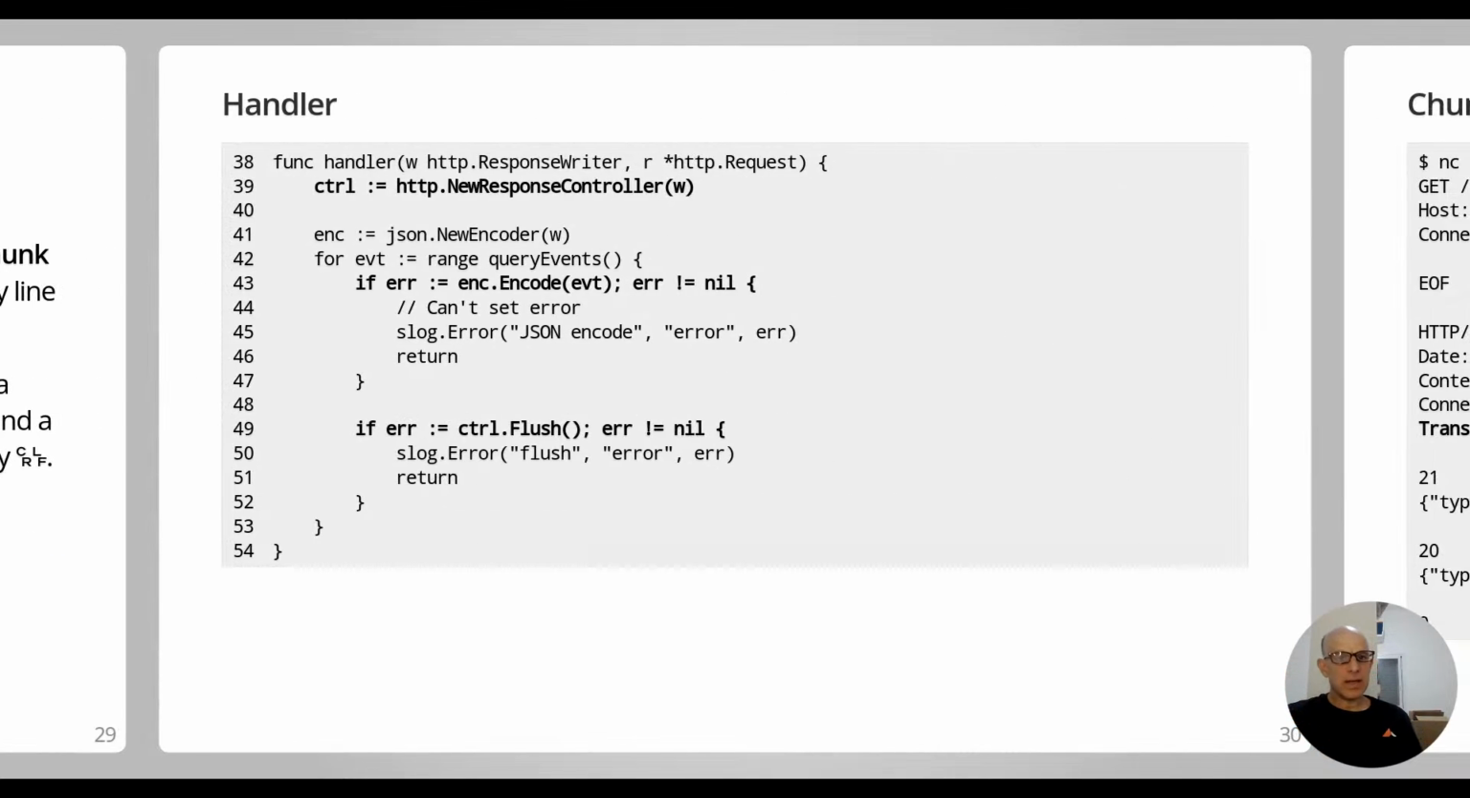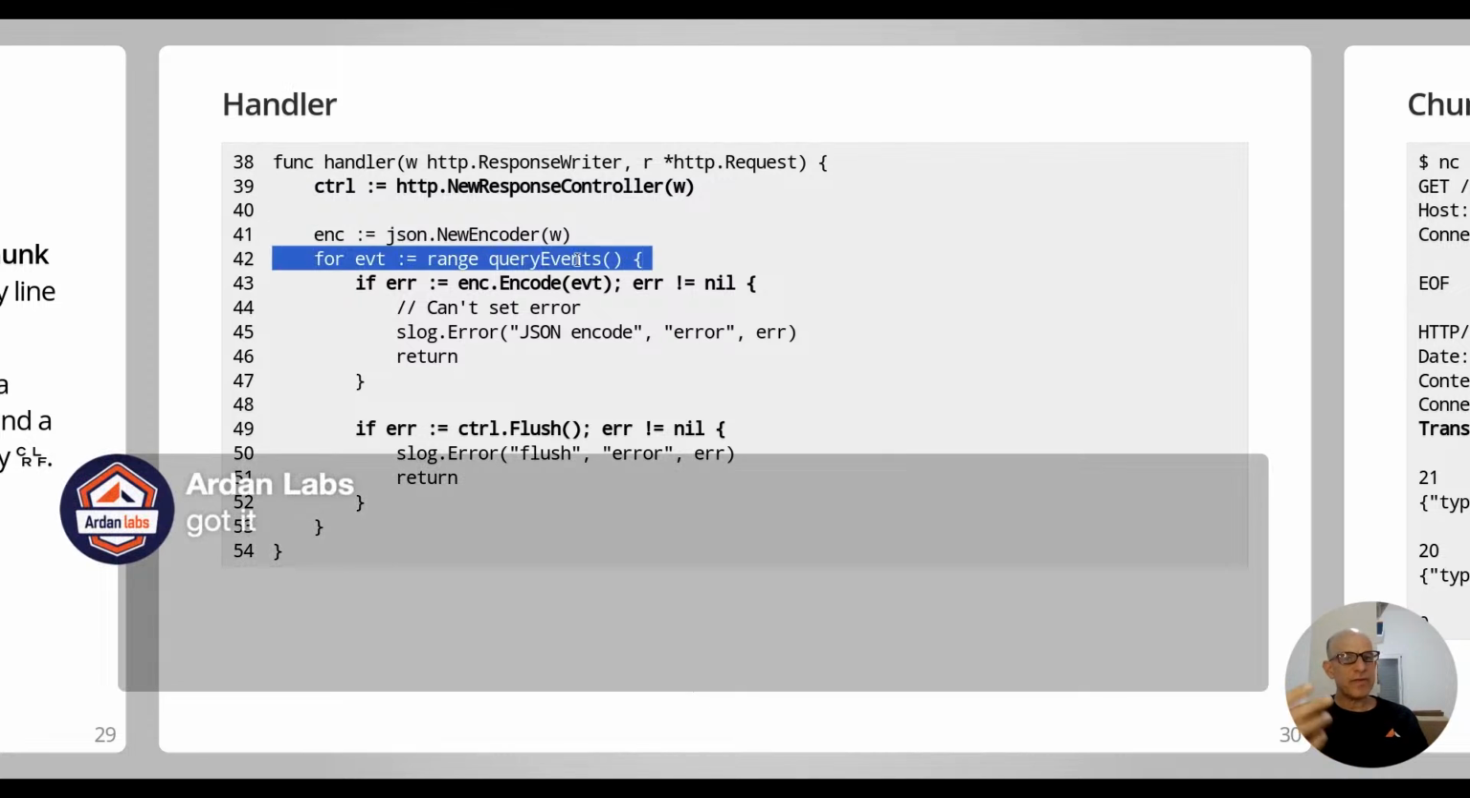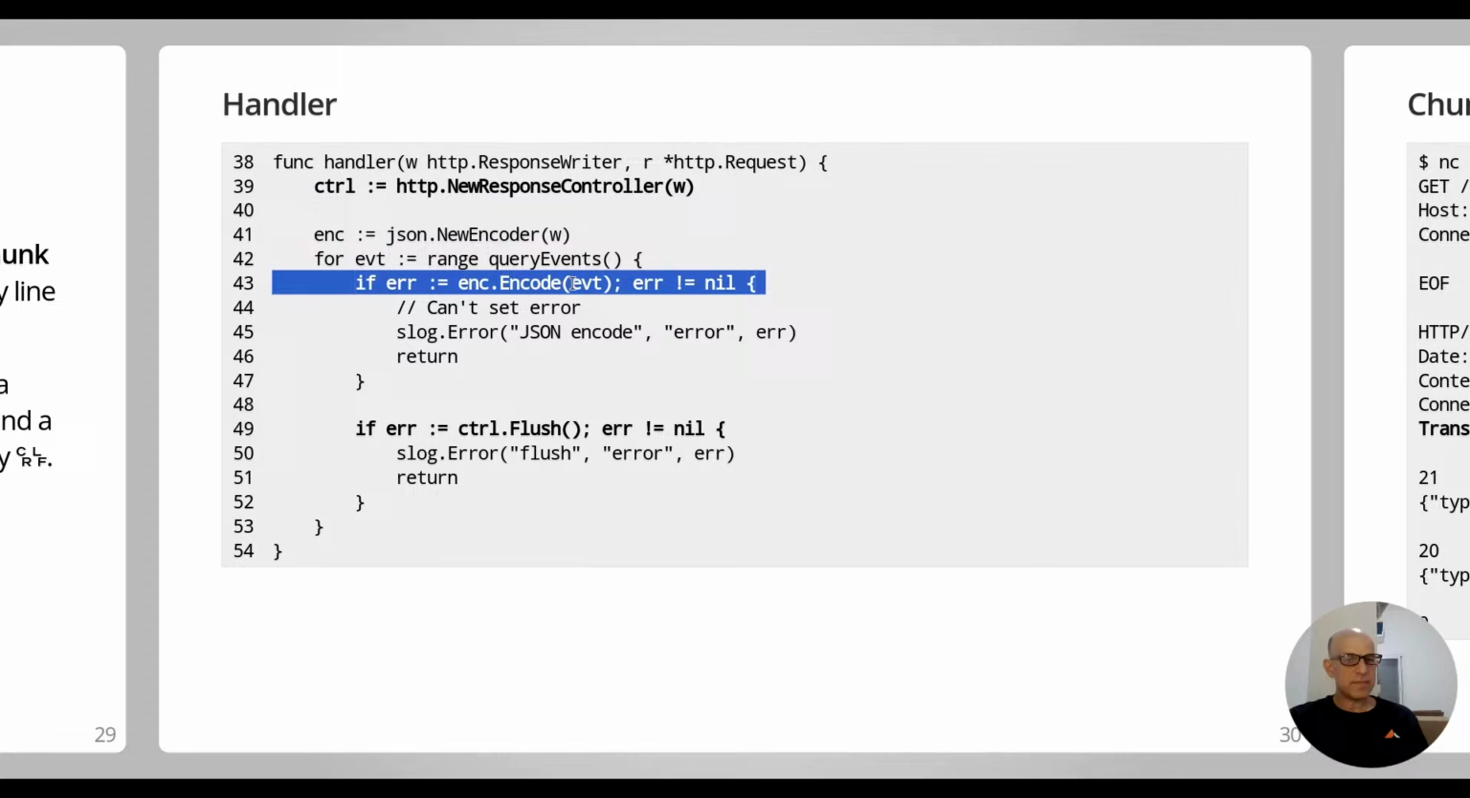So here's our handler. The handler is going to get some kind of a request. We are going to create what is known as a response controller. The response controller gives us some extra capabilities over this w, the response writer, which are more than just writing and setting the status code. And now I'm creating a new encoder on top of this w. The HTTP response writer implements io.Writer, so I can use the JSON encoder on it. And then for every event I have, I'm going to encode this event here.